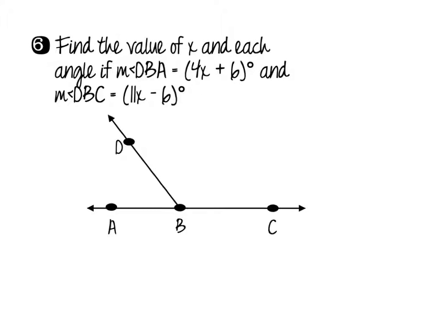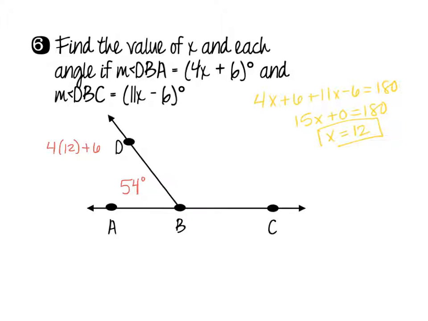Now over here it's the same thing. I'm going to have 4x plus 6 plus 11x minus 6 equals 180. So that's 15x plus 0 equals 180. So x equals 12. I'm going to plug it in for DAB, or DBA, excuse me. It's 4 times 12 plus 6. And that's going to give me 54. And for DBC, it's 11 times 12 minus 6. And that's going to give me 126 degrees.